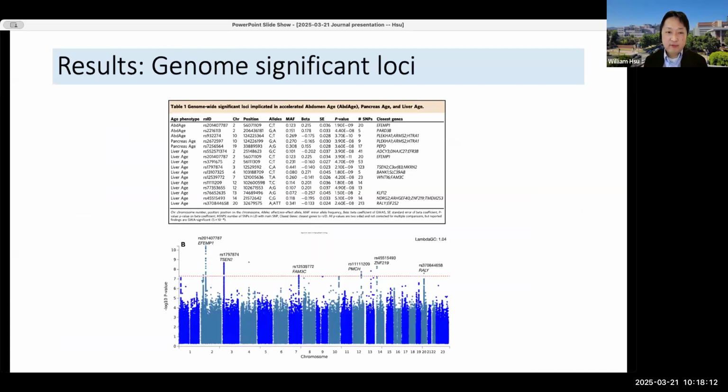Here's a quick summary of the genomic data. This is a list of the genome-wide significant loci that were implicated in accelerated abdominal age, pancreas age, and liver age. You can see the individual specific loci that were identified, as well as some of the closest genes. Of course, you can use this information to biologically correlate this to what's out there. And you can also see the spatial positioning of where the genes exist on the chromosomes.